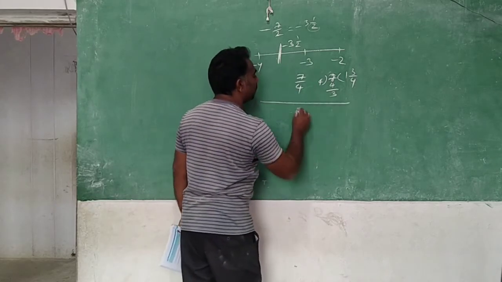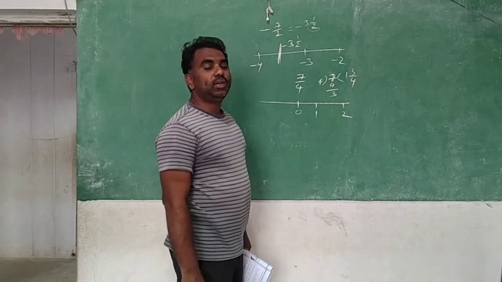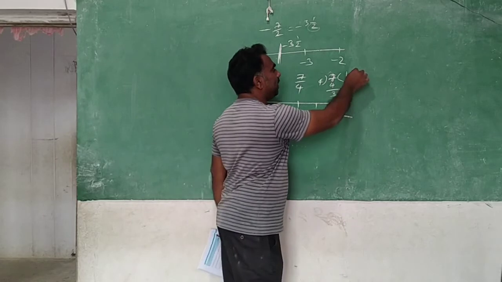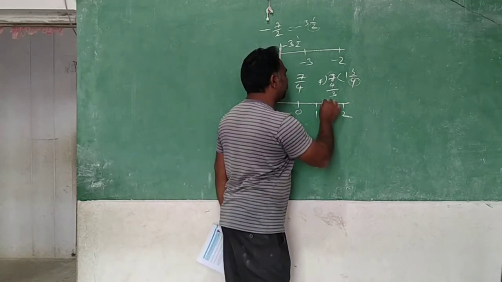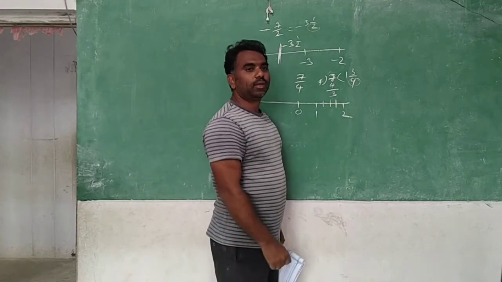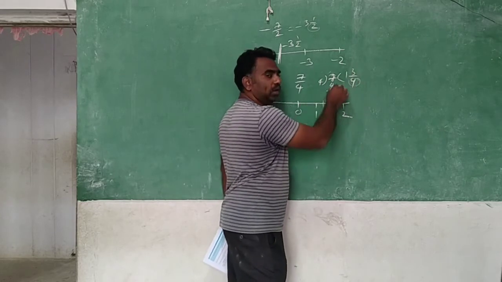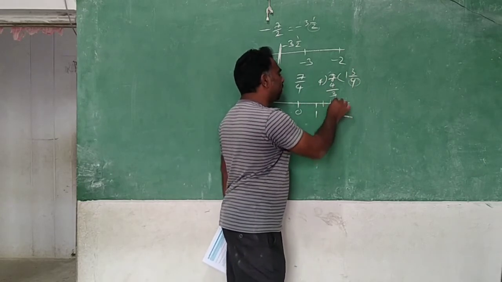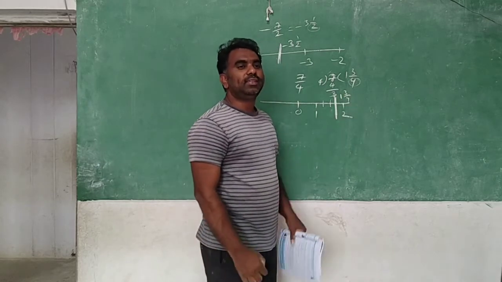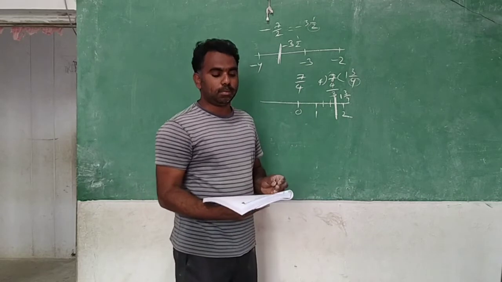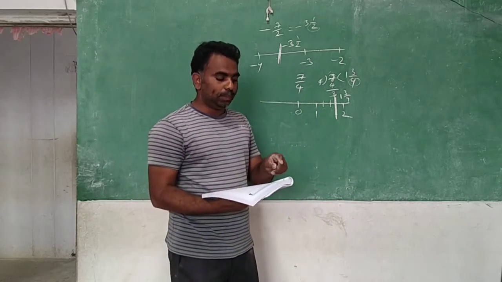But how do you take it on the number line? 0, 1, 2. It is in between 1 and 2. But here how many pieces are needed? 4 pieces. That's why we will divide this into 4 parts. 1, 2, 3, 4 parts. But you want to take 3, no. That's why 1, 2, 3. The third one is 1 3 by 4. So this is the way of showing the numbers, representing the numbers on the number line. I think you can do that bit.